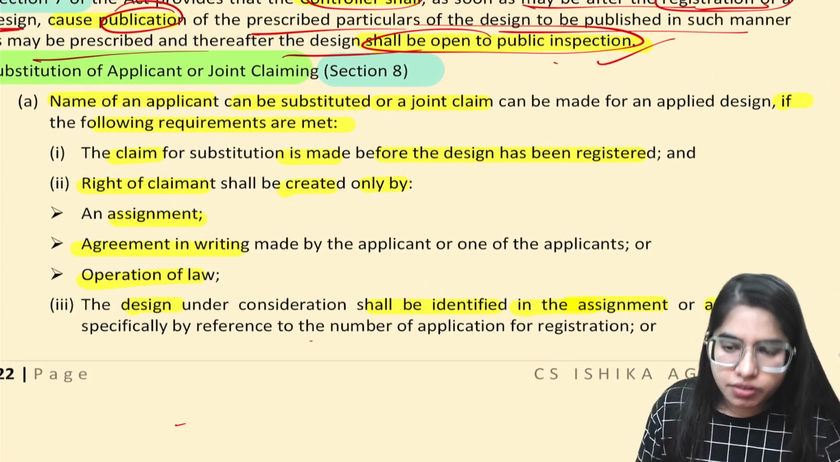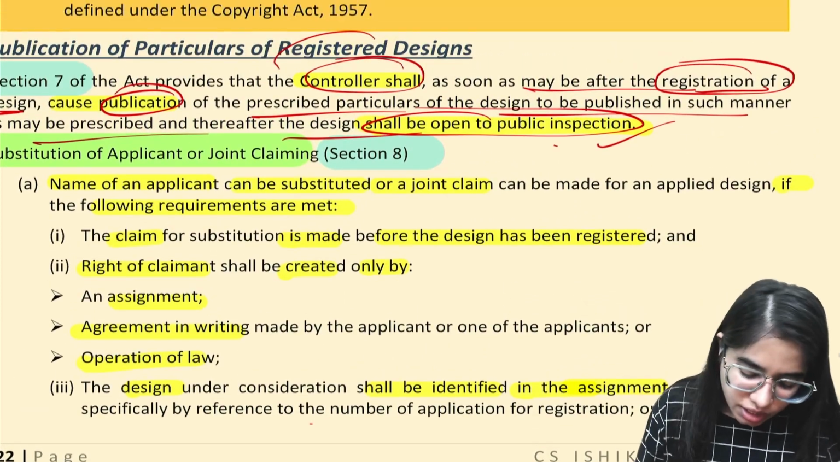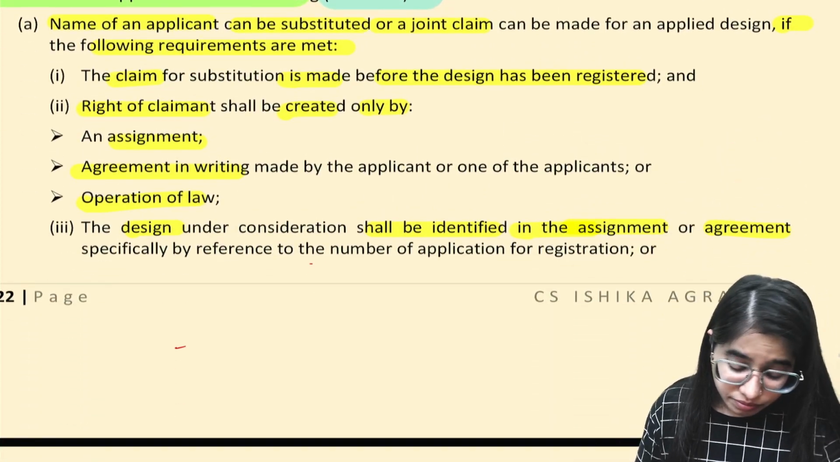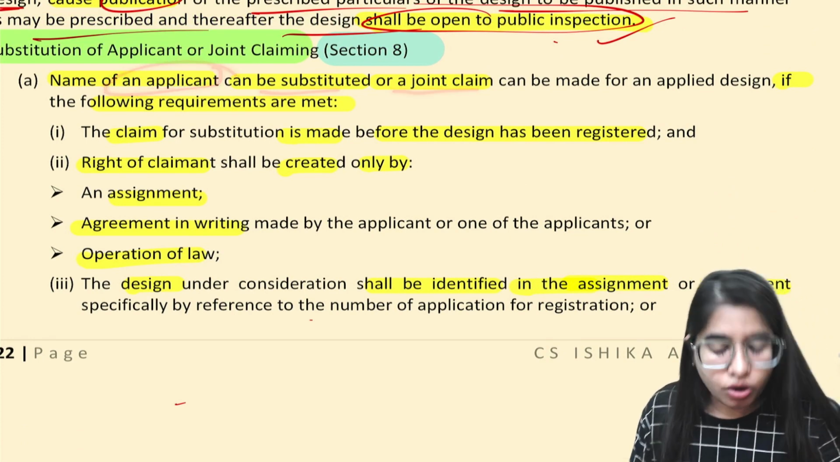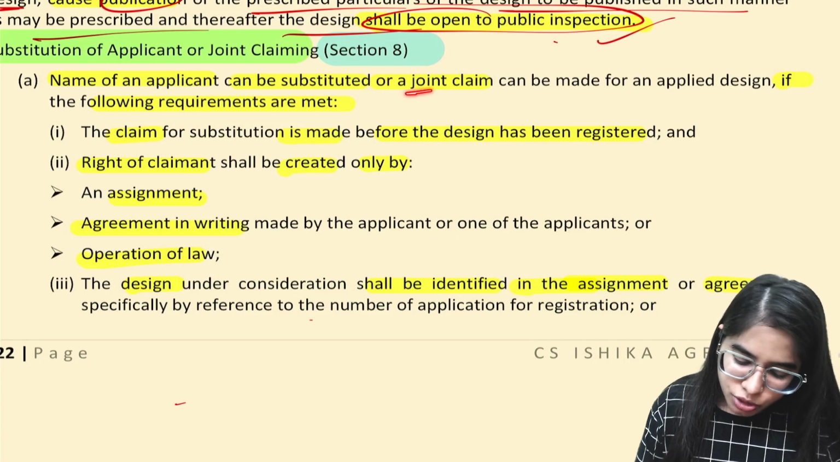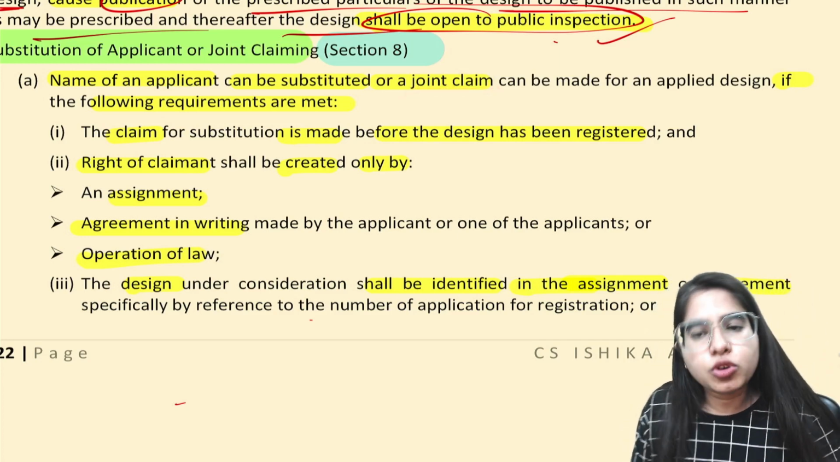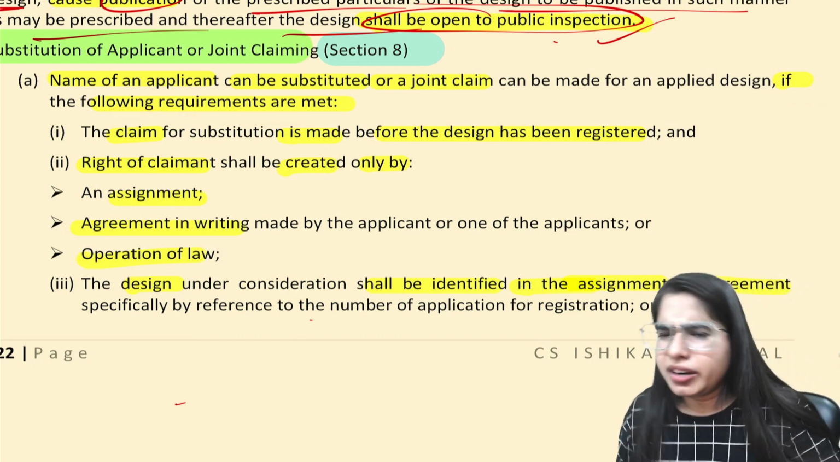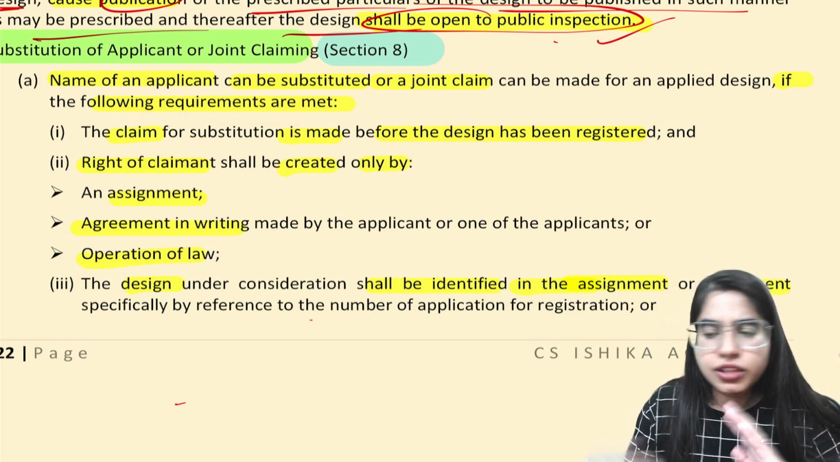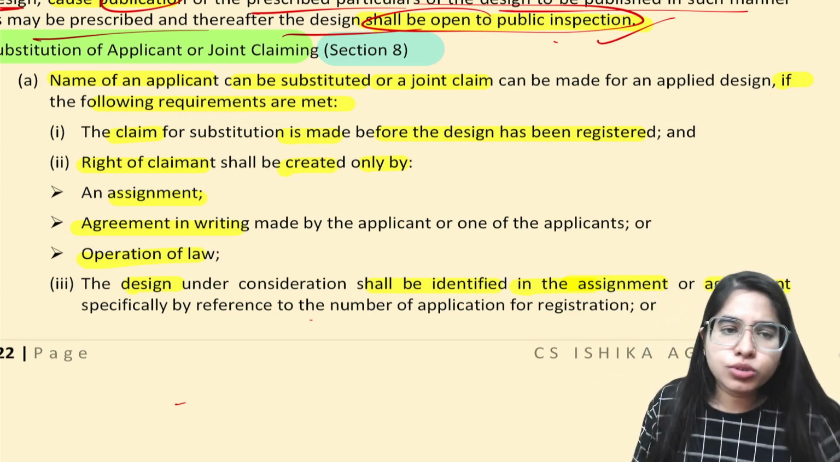So that is given in section 8, which says that the name of the applicant can be substituted or joint claim can be made. Is it possible? Yes, definitely it is possible. Can it be done? Yes, it can be done. If the following requirements are met, some conditions are given there, you fulfill those conditions and you can substitute the name.